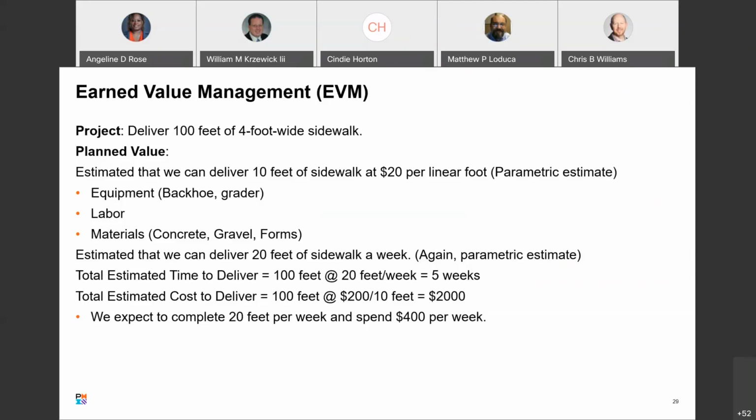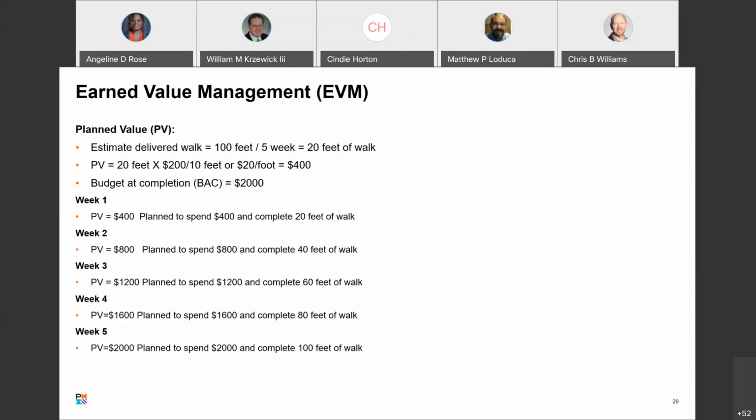Now, we said we're going to do it in 5 weeks. So you take $2,000 divided by 5, and we expect that we're going to complete 20 feet per week and spend $400 per week, right? So that's our plan. This is the linear. The linear is where we start. Okay, so let's jump into some of these formulas and work out some of the math.